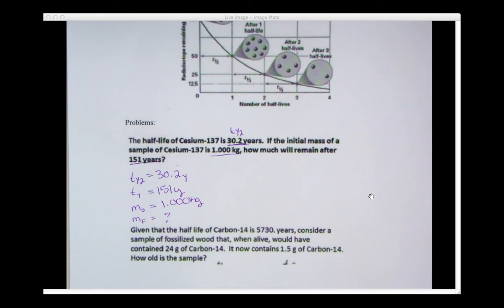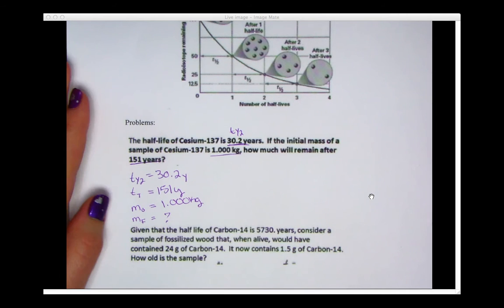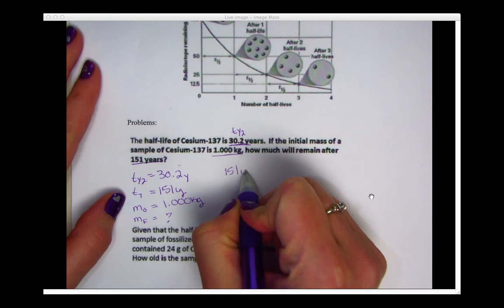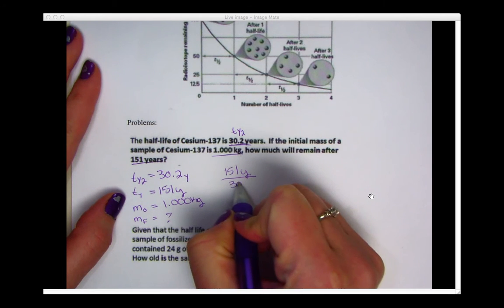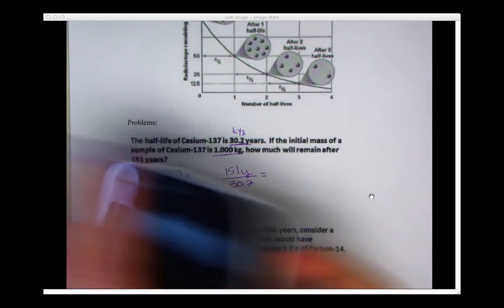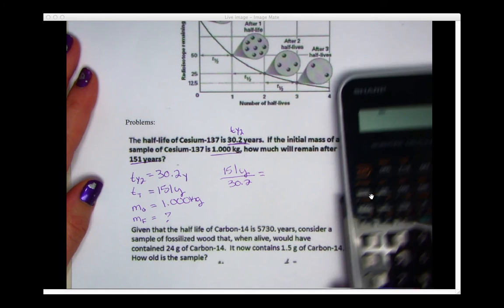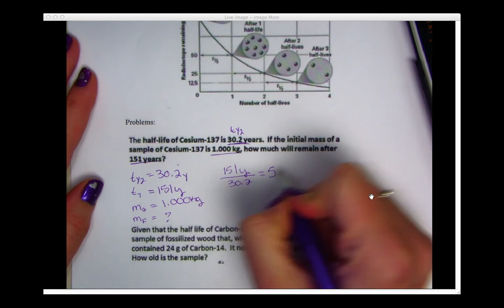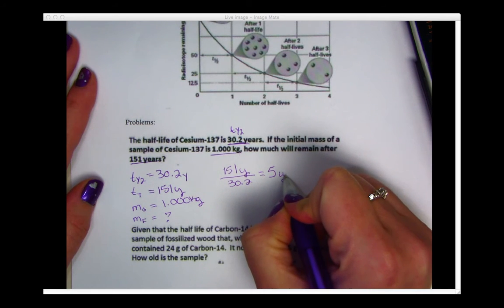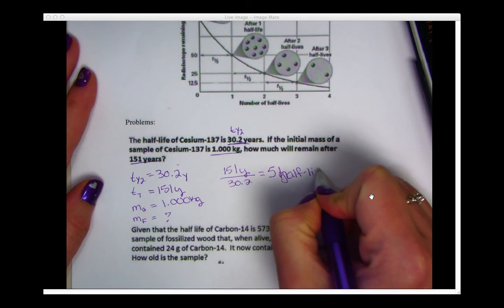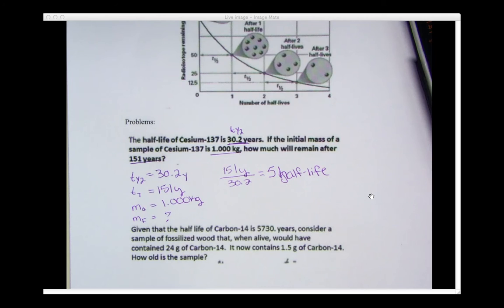So first off, we need to determine how many half-lives have occurred, because remember, a half-life is how many times your sample has been halved. To figure this out, we take our total time, which is 151 years, divided by 30.2, and you should get an answer of 5. So in 151 years, our sample has gone through 5 half-lives.